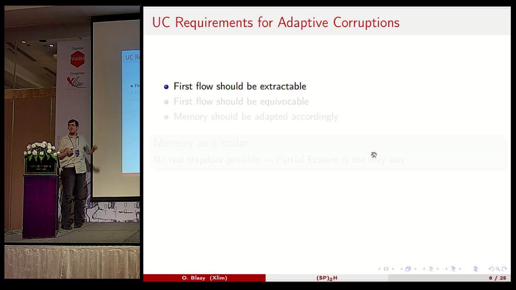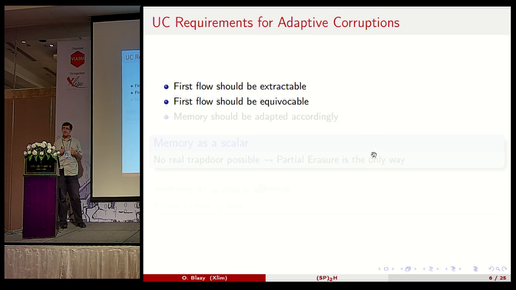So let's consider the previous example where we have only two flows. First, we need to be able to say what the adversary just said. So if the adversary sends the first flow, we should be able to extract this first flow. That sets a hard requirement: the first flow should be extractable in some way. Then let's assume the first user is honest. So we are playing, we send something, and at this step, the functionality is going to tell us, you should have sent that. So we need some way to make sure that the first flow is equivocable, so that it can be adapted to be what we were supposed to send and not what we really sent.